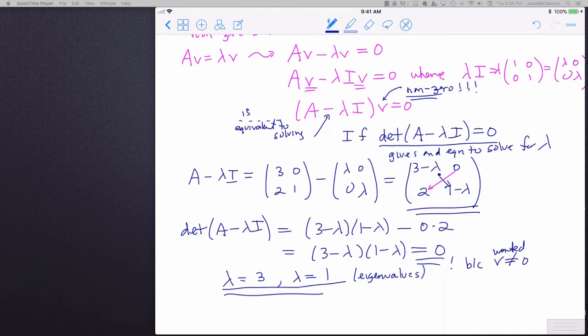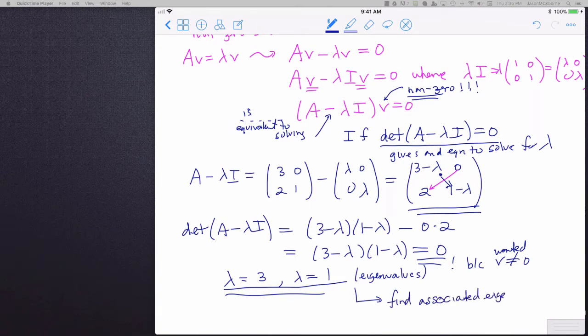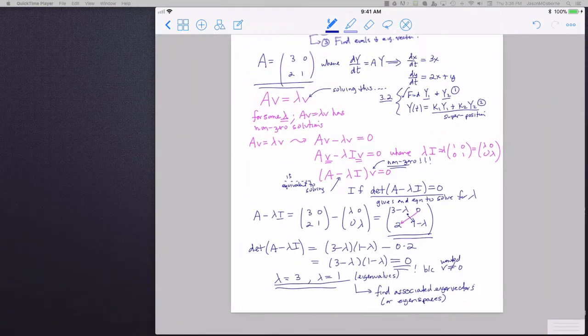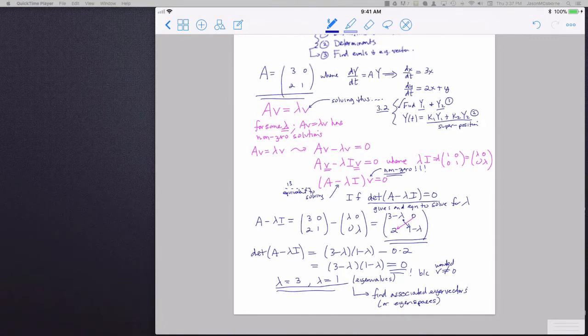Once you have your eigenvalues, it becomes necessary to go back and find the eigenvectors. How do you find what are called the associated eigenvectors, or what are called the eigenspaces? Okay, so let's take a step to the next page then, and we will consider the associated eigenvector problem.